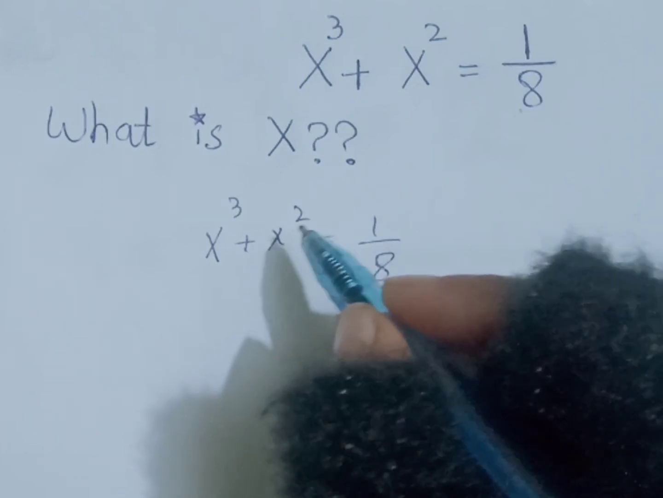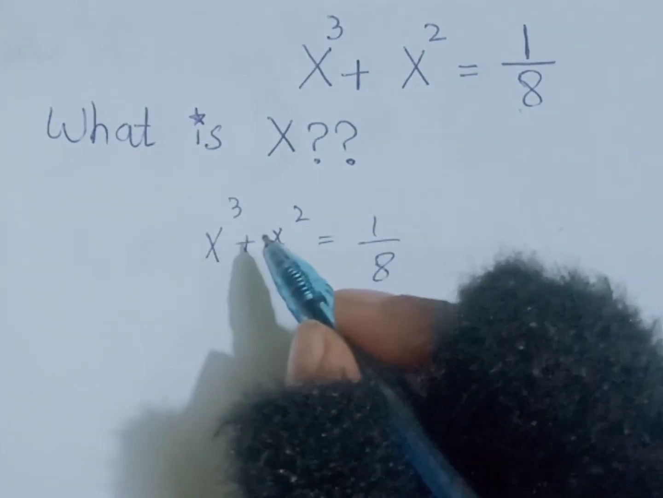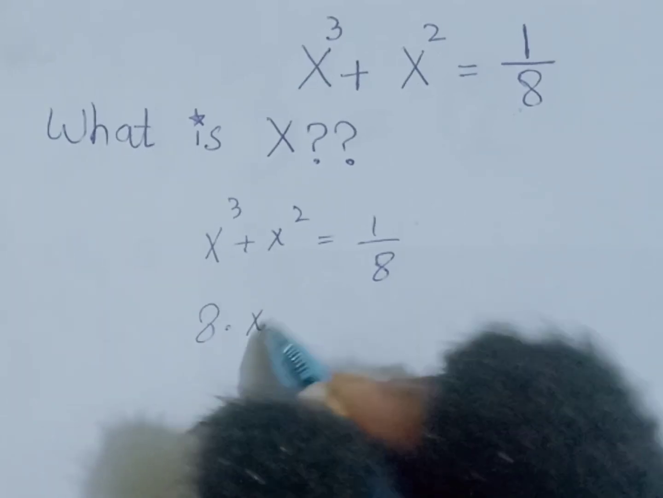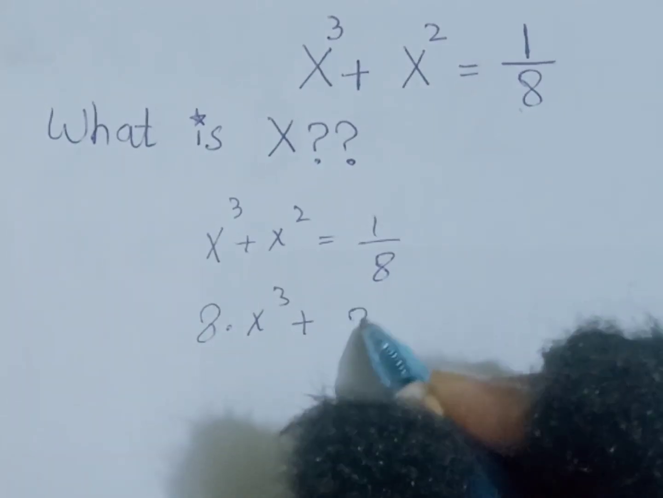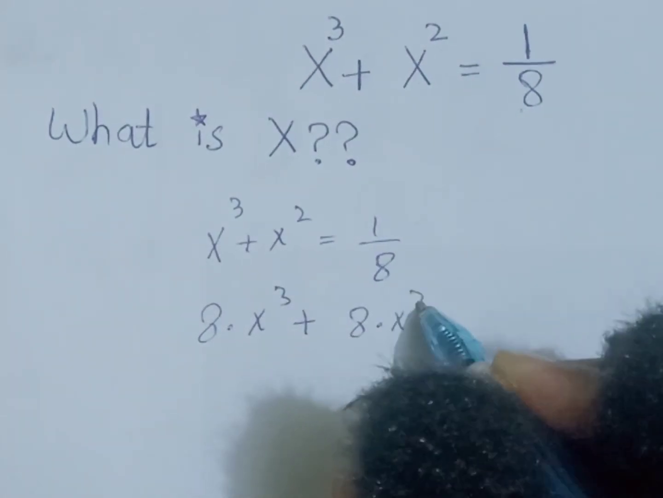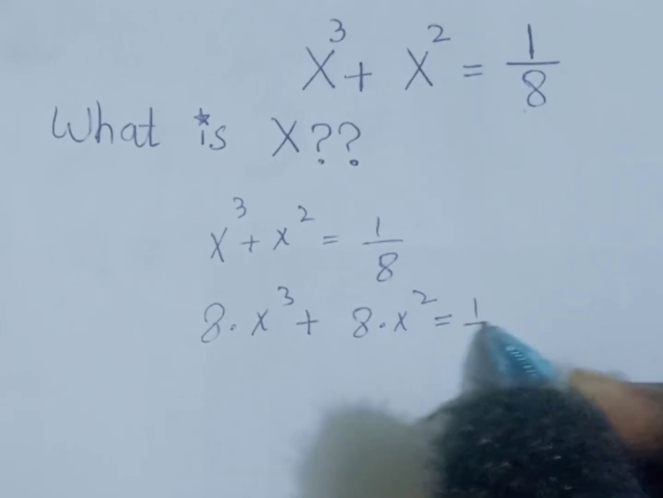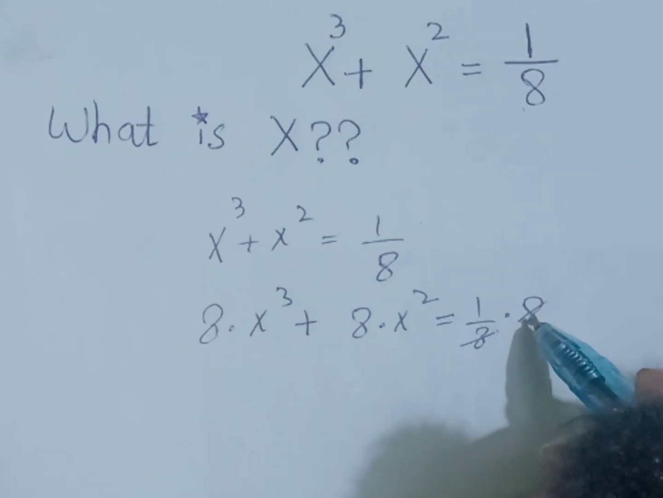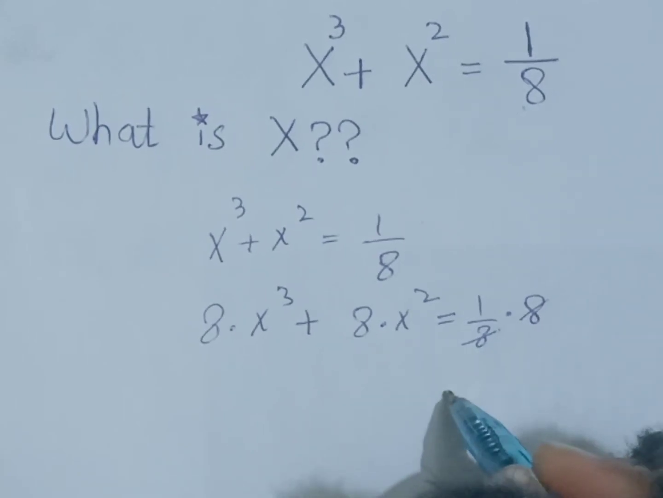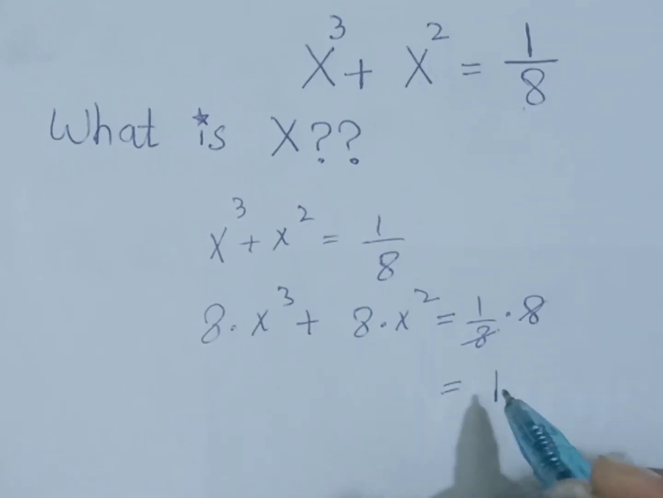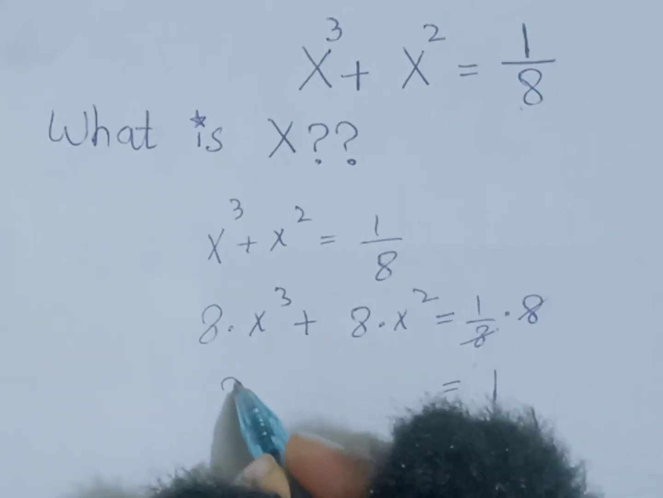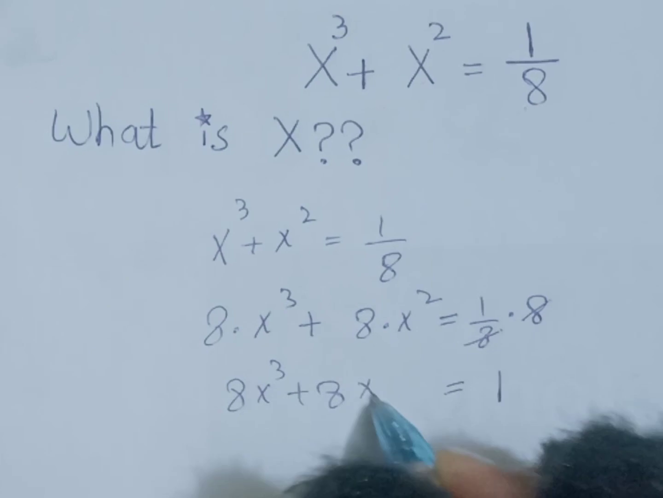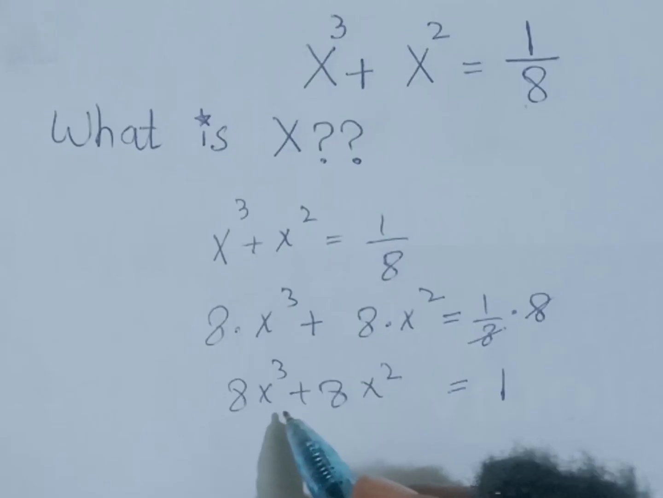We multiply this equation by 8. Then we get 8 multiply x cube plus 8 multiply x square is equal to 1 by 8 multiply 8. This 8 and 8 cancel, and on the right hand side we just get a 1, and this will become 8x cube plus 8x square is equal to 1. So this is a 8.